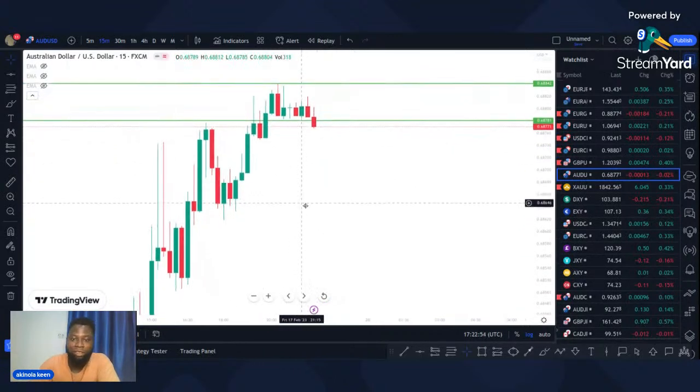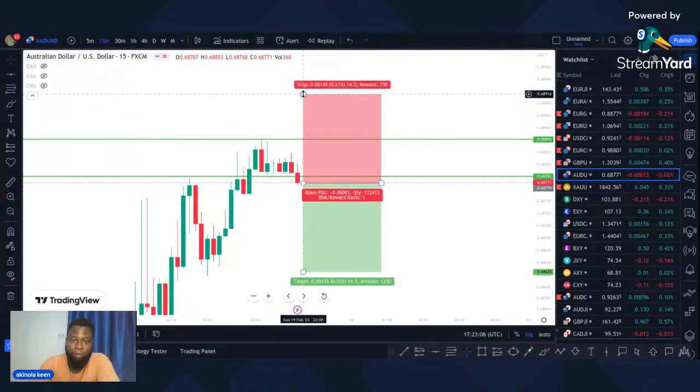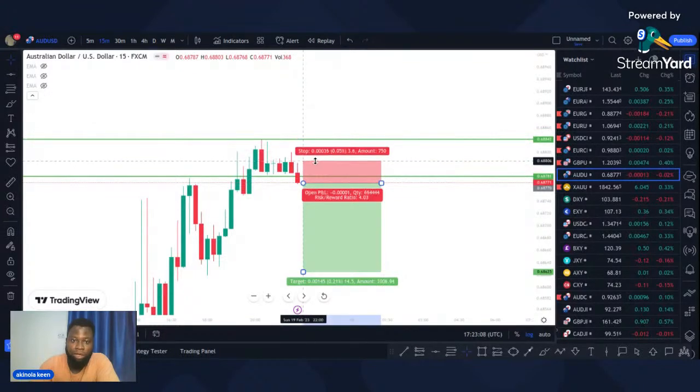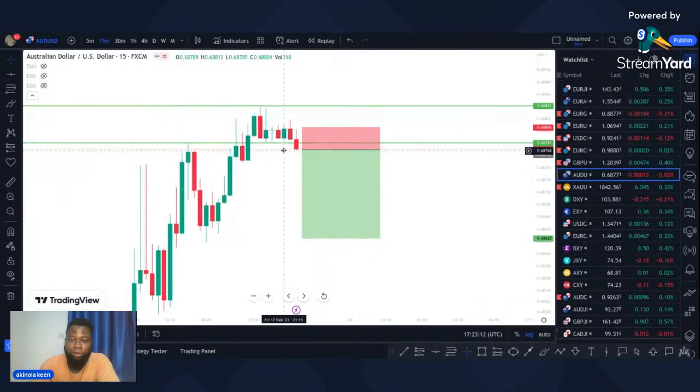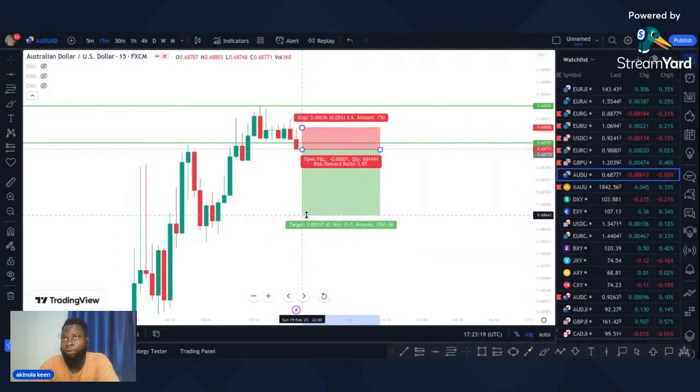But normally this is a signal for us to sell. Just sell from here. Just sell from that place. Put your stop loss at the high of that candle. Then target 1:2.